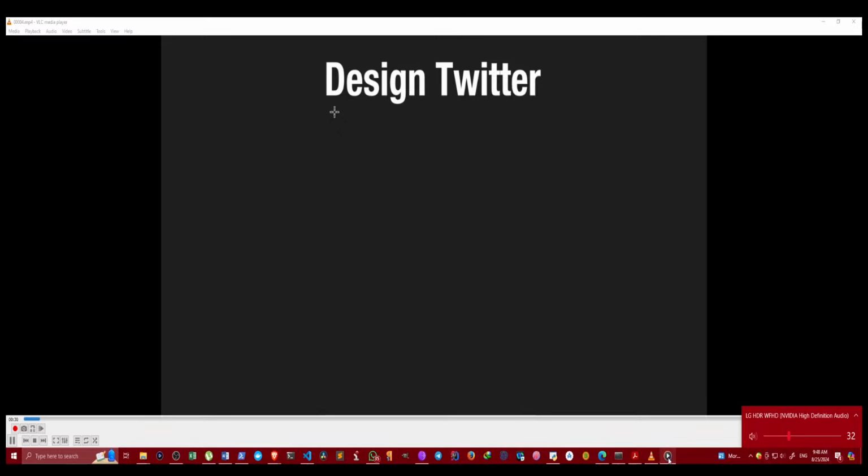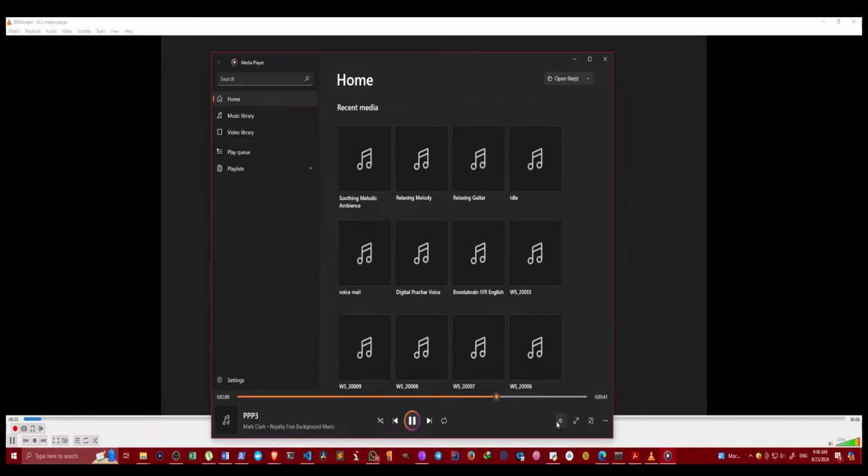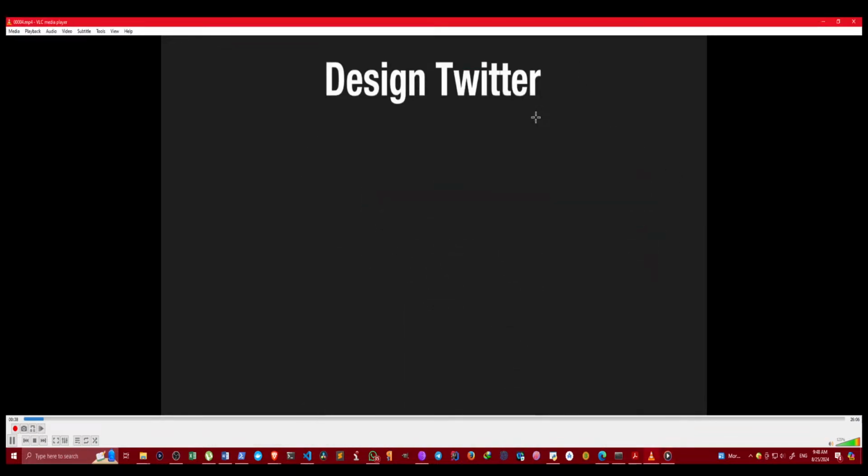So we don't have to actually replicate the real Twitter design, unless of course you're interviewing at Twitter. In that case, you might have to, because they recently fired everyone, so they need people to know how it works. So let's start with the background.